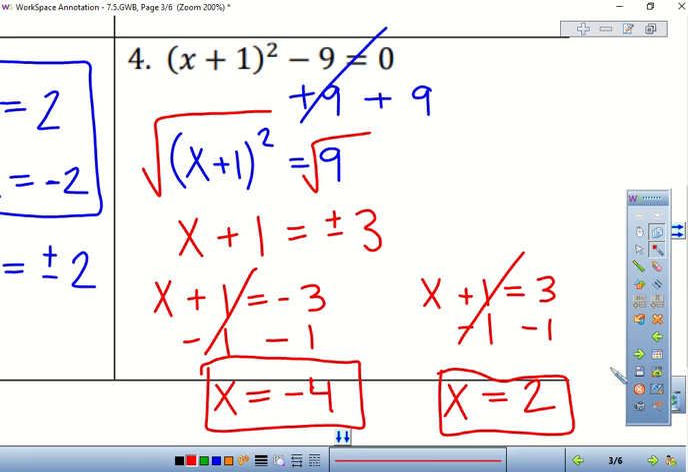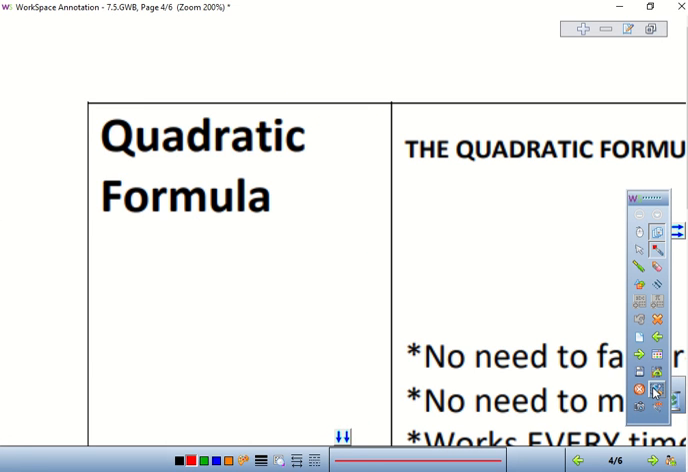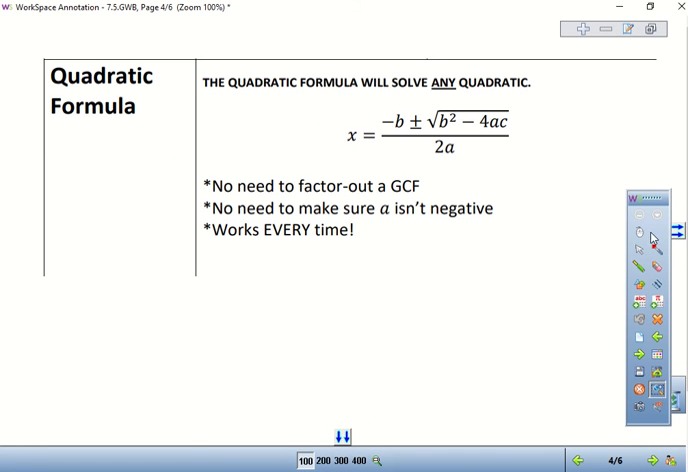Alright, are we ready to move on to the next portion of the notes today? Okay. So now we're going to talk about the quadratic formula. Do you remember this formula from last year, Algebra 1? x equals -b plus or minus the square root of b squared minus 4ac all over 2a. So this formula helps us find the solutions to any quadratic. Don't need to factor, don't need to make sure a is not negative. It works for every single quadratic.